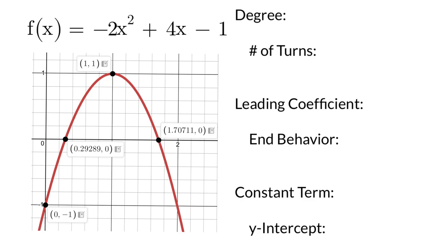First of all, the degree. When we're looking at the degree of a polynomial, remember that that's going to be the largest power of any term. So in this case, our largest power is 2.